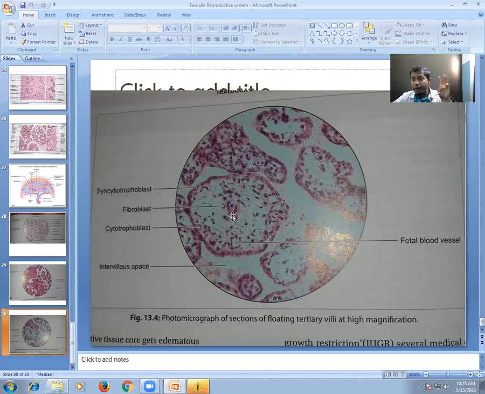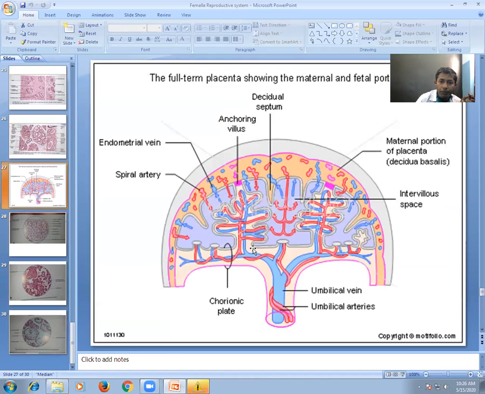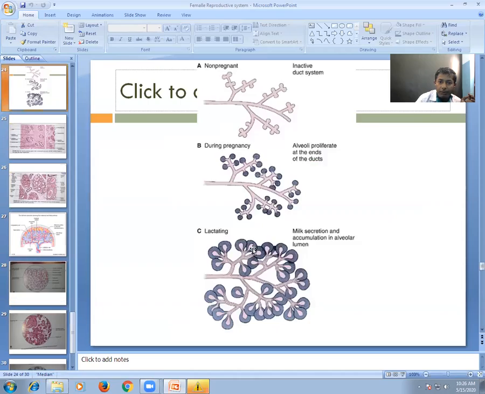Just now I told you primary villi में only trophoblast, secondary villi में क्या रहता है? Trophoblast plus extraembryonic mesoderm, and tertiary villi में this is the structure of the tertiary villi. Syncytial trophoblast, cytotrophoblast, innermost it consists of blood vessels. Okay, so that's it regarding this placenta.